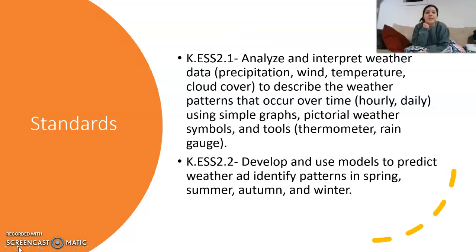The standards that are going to be covered are KESS 2.1 and ESS 2.2. 2.1 is analyze and interpret weather data, precipitation, wind, temperature, cloud cover to describe the weather patterns that occur over time, hourly, daily, using simple graphs, pictorial weather symbols, and tools such as thermometers and a rain gauge. ESS 2.2 is develop and use models to predict weather, that's supposed to say and, identify patterns in spring, summer, autumn, and winter.